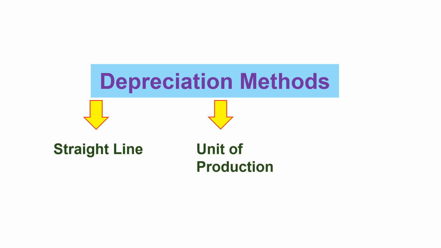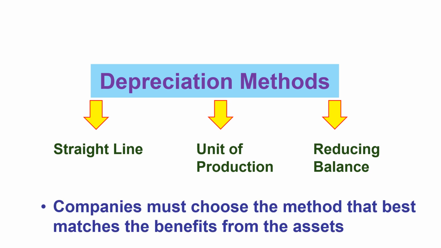There are three methods of depreciation. We have the straight line method, unit of production method, and reducing balance method. In this video we will talk about the straight line method. In our other videos we will talk about the other two methods. But remember, companies must choose the method that best matches the benefits from these assets. So companies look at the benefits that are coming from the asset and then choose the appropriate depreciation method that matches the benefits.